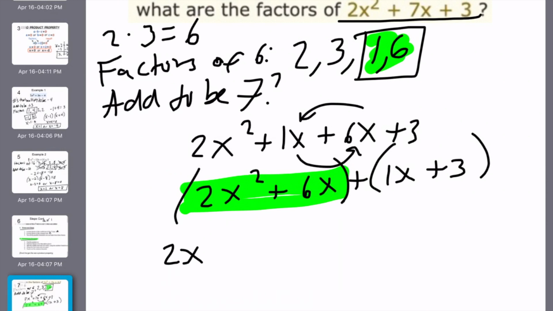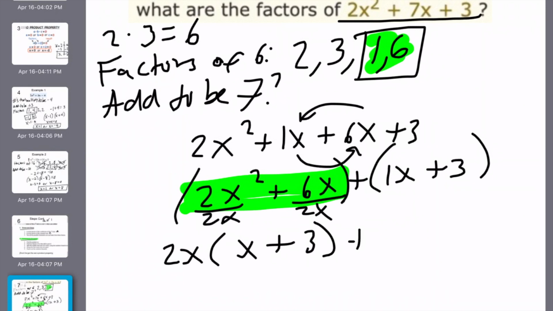So I'm going to write those on the outside. And I'm left with x plus 3, because it's like I went in here and divided by 2x for each of these. And I'm left with x plus 3. And in fact, over here, I'm left with 1x plus 3. Well, the only common factor that it has is 1.